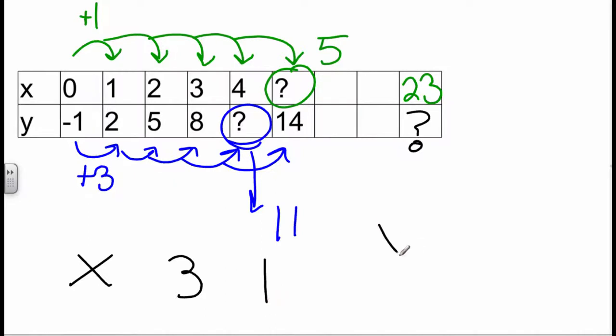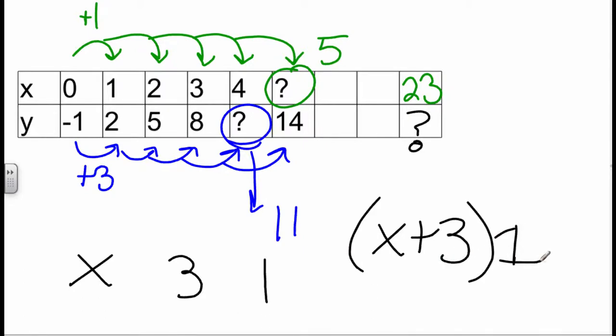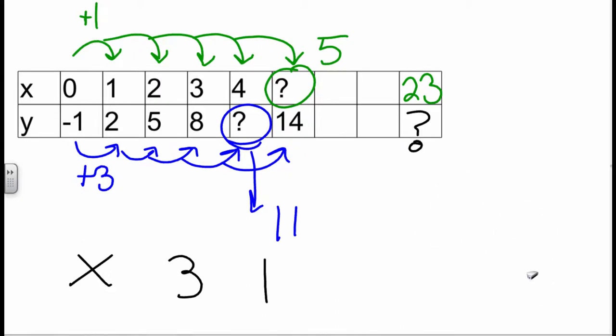What if I go x plus 3 times 1? All right, so what would that be? What's 0 plus 3? 3 times 1. Is that this? No. That doesn't work. All right, what else? What other operations could I do? Not times, not plus 3.